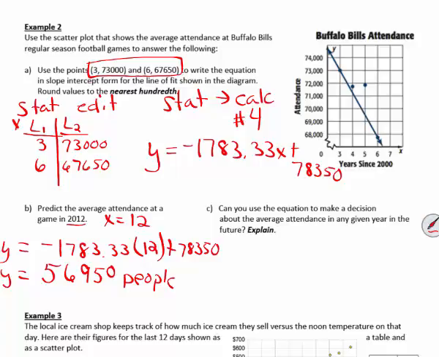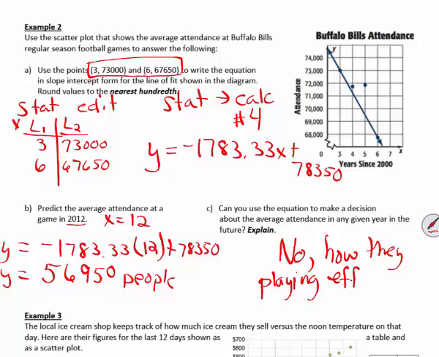Can you use the equation to make a decision about the average attendance in any given year in the future? No. Because it's not just based on how many years it is, it's based on how well the Bills happen to be playing. So how they are playing, sometimes even who they're playing, because if it's our rivals like the Patriots, I'm sure that game gets sold out. So how they are playing affects attendance.